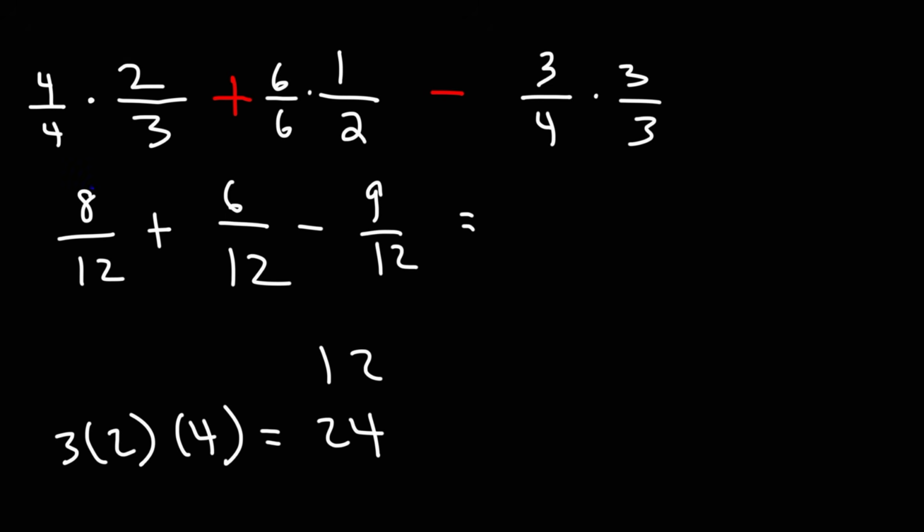So now let's add the numerators of the fractions. 8 plus 6 is 14. 14 minus 9 is 5. So the final answer for this problem is 5 over 12.